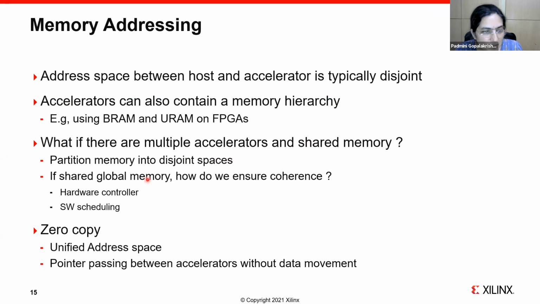So one option, of course, is to partition the memory into disjoint address spaces. Another option is to keep shared global memory. Of course, if your global memory is shared, how do you ensure coherence? One option is, you might have a hardware controller that ensures coherence. Another option could be to put the onus on the user, and say you have to schedule your software operations and your reads and writes in such a way that your data is coherent. As someone who's providing the accelerator framework, it's not my responsibility.